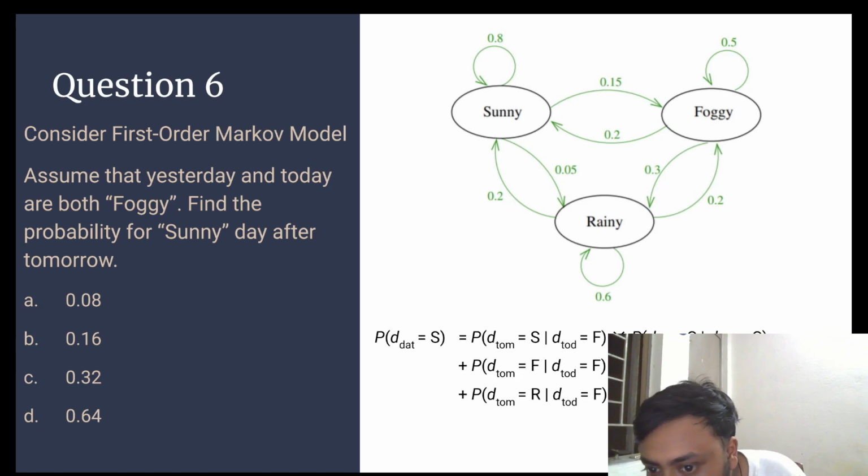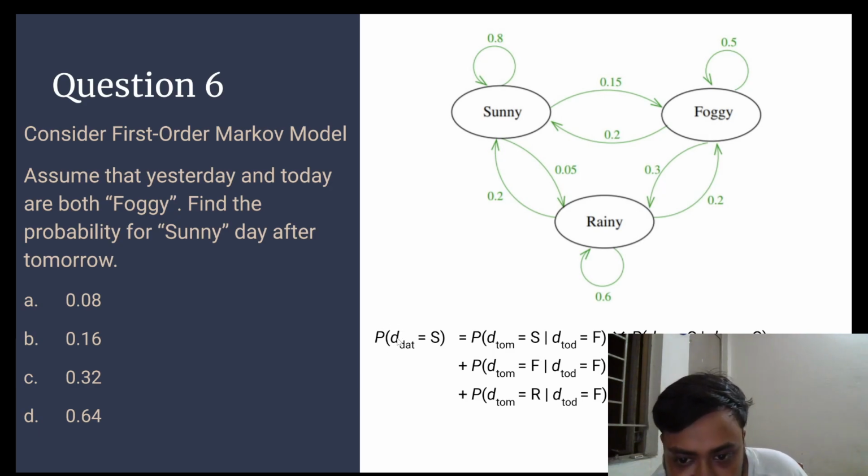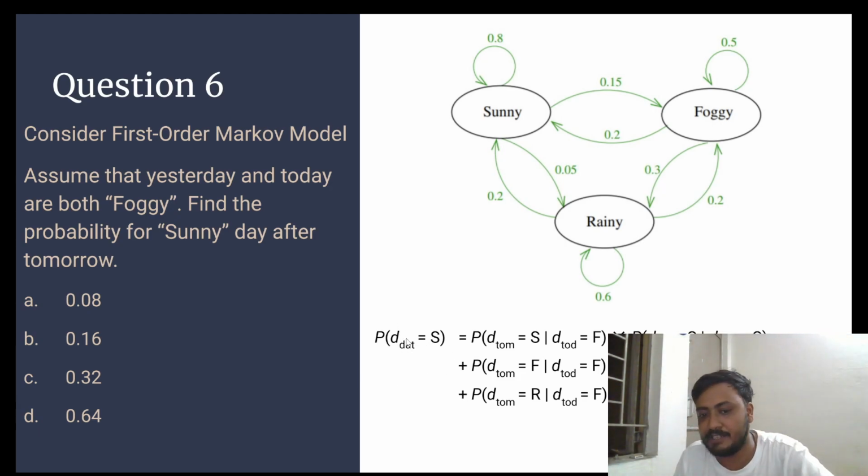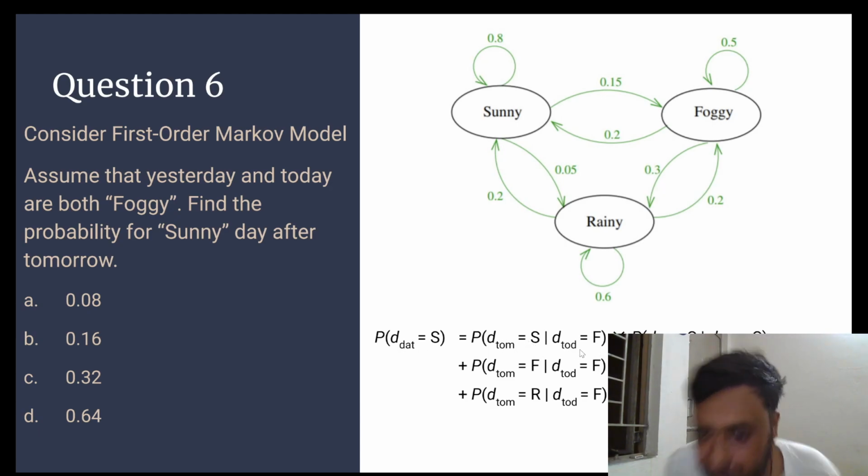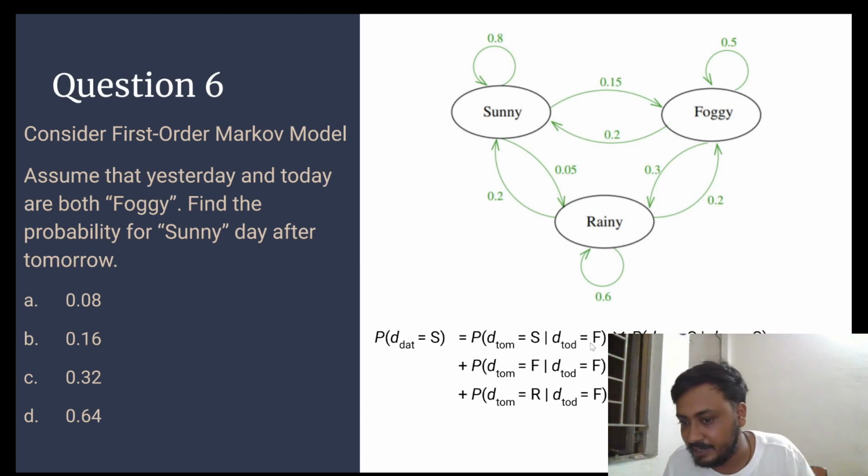What is that DAT? DAT is day after tomorrow. This D stands for the weather of a given day. I am representing the weather of the day after tomorrow, the weather of tomorrow, and the weather of today using D. You could have used W as well. That is all I want to say. So this D indicates the weather of that day, which is the state of this given problem.